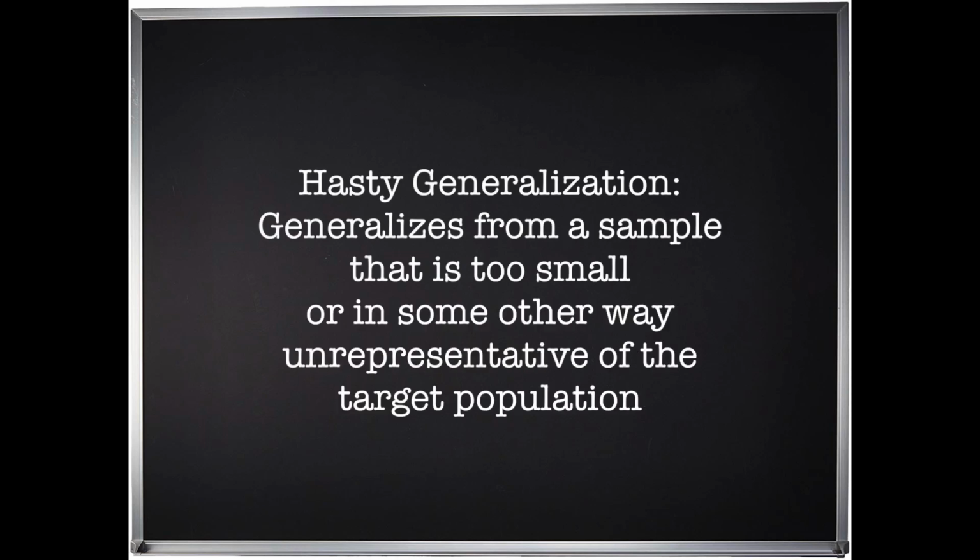This generalizes from a sample that is too small or in some other way unrepresentative of the target population. This is also commonly known as stereotyping. For example, students in Professor Hall's 8 o'clock freshman composition class are often late. Today's college students are irresponsible and unreliable.